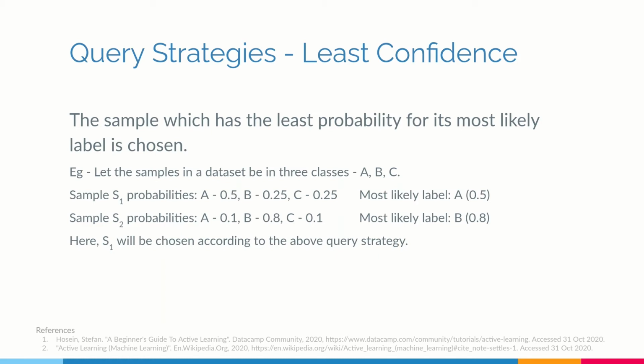Let us look at an example. There's a sample S1 and a sample S2. There are three classes A, B and C. S1 has probability 0.5 for A, 0.25 for B, 0.25 for C. So you can see most likely is A, with a probability 0.5. Similarly for S2, A has 0.1, B has 0.8 and C has 0.1. Most likely label is B and it has a probability 0.8. You can see that for the most likely label, the probability is low for sample 1, S1.